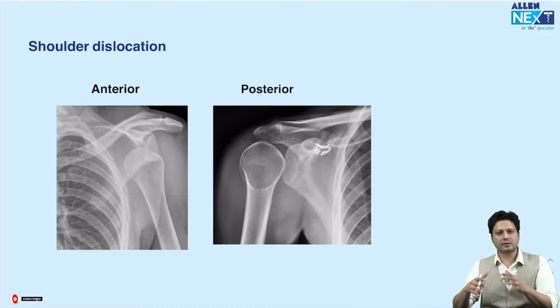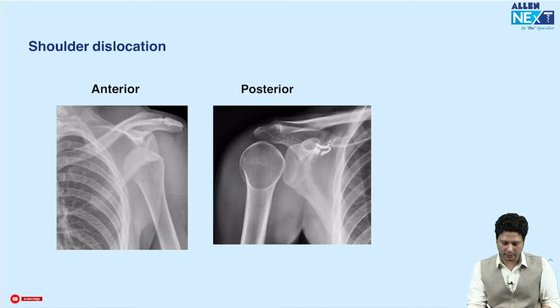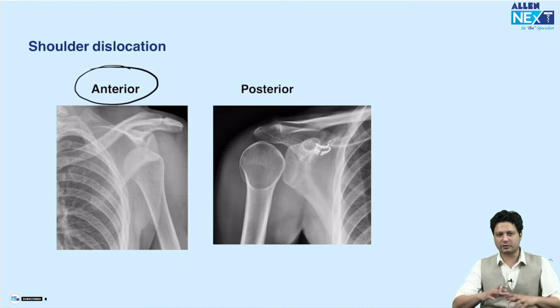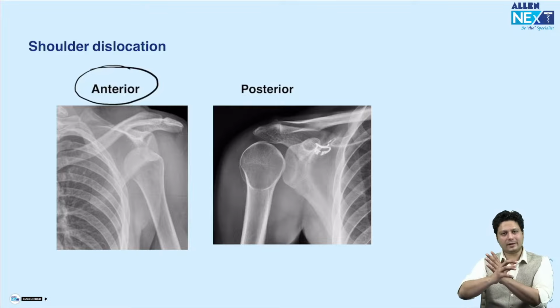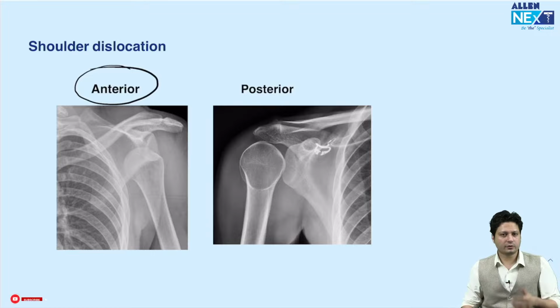If you look at the differences on the X-rays, that means how will you come to know about anterior or posterior dislocation? This is anterior dislocation of the shoulder, which is very clearly visible over here, that the head of the humerus is out of the glenoid and the humerus is kept abducted. All right. So this is anterior.